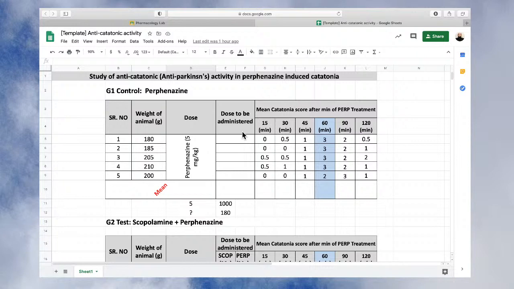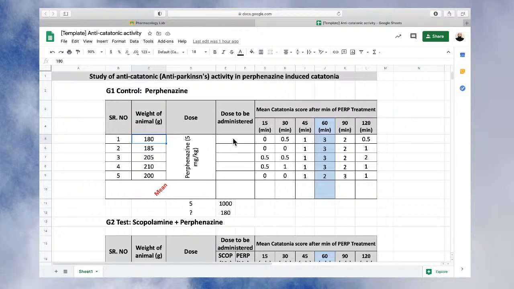For example, in case of perphenazine, what is the dose? It is 5 milligram per kg. Now, since the dose is 5 milligram per kg, what does it mean? It is for 1000 gram. So 5 milligram should be given to 1000 gram of animal. But now what is the original weight of your animal? The original weight of your animal is 180 gram.